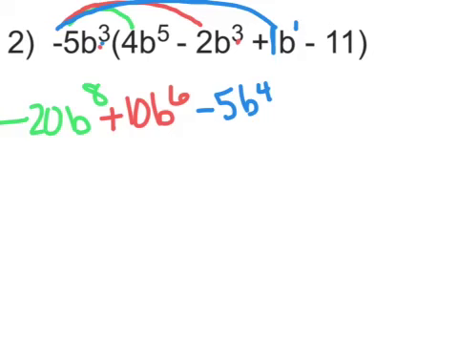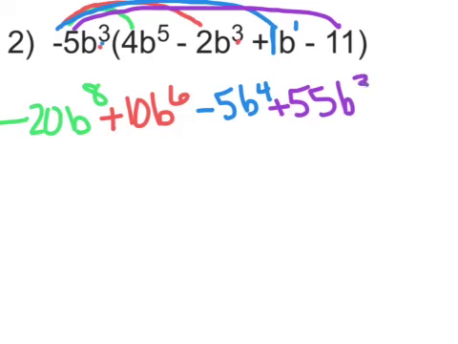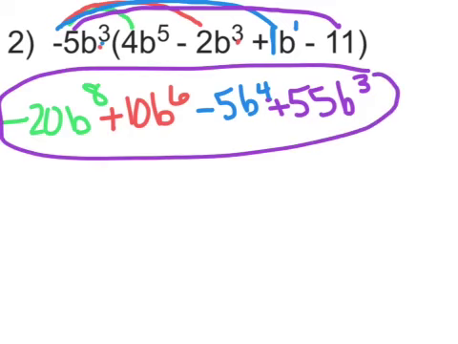Okay, and then let's look at the last one. So negative 5b to the third times negative 11. So negative 5 times negative 11 is 55, and it's positive, so we're going to put a plus. And we have 3 b's, no b's over here, so b to the third. And once again, this is already in descending order. So we have 8, 6, 4, and 3 for our exponents. So this will be our final answer.